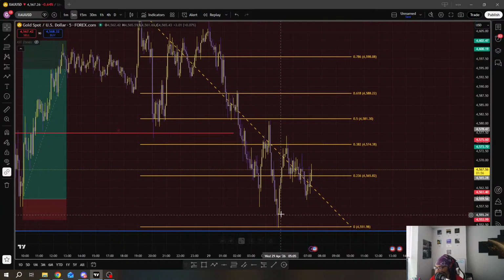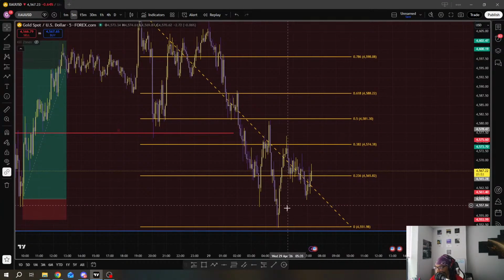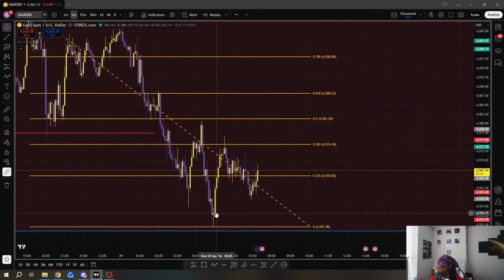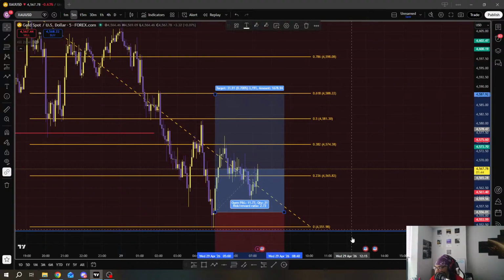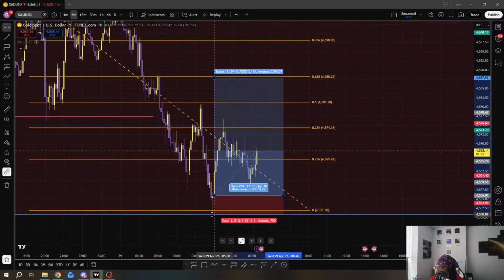I missed my alert for when this happened here. This would have been a nice, clean trade if I would have got it here. Yeah, I would have got it here. Something like that.